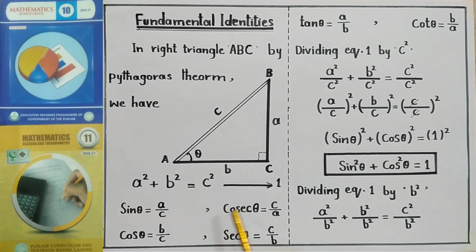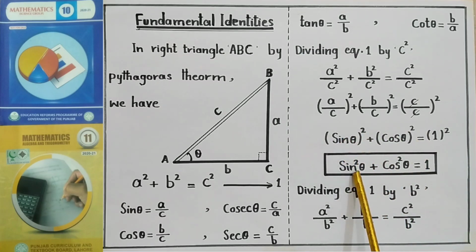From the ratios, A is perpendicular, C is hypotenuse, and it is the ratio known as sine. Plus B base over hypotenuse is another ratio, that is called cos theta. So A over C is equal to sine theta whole square plus B over C is equal to cos theta whole square is equal to 1 whole square. 1 whole square means 1.